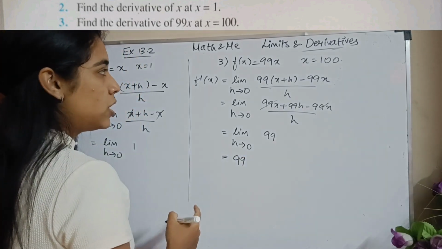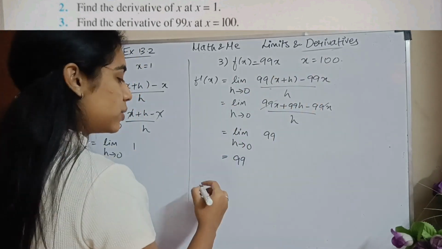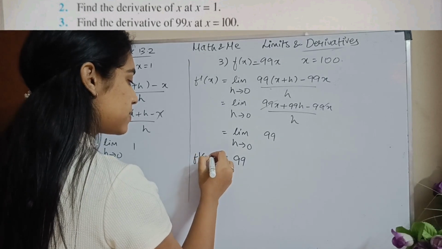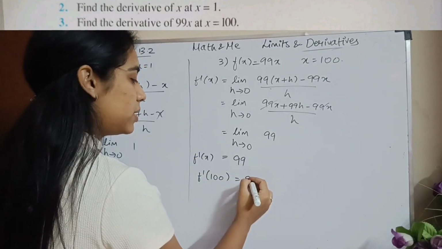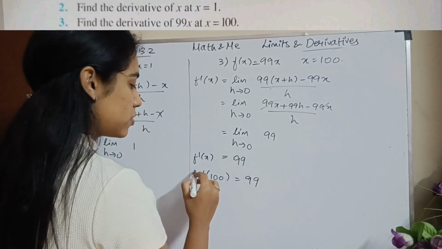So I need to find out what the derivative is at x is equal to 100. Similar to the previous question, this is my f dash of x. So f dash of 100, 1000, 9000, whatever it is, it will be 99 because I do not have an x term here. Okay.